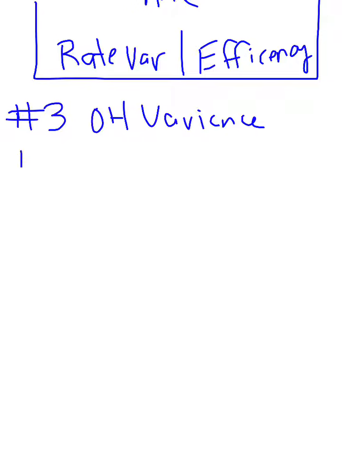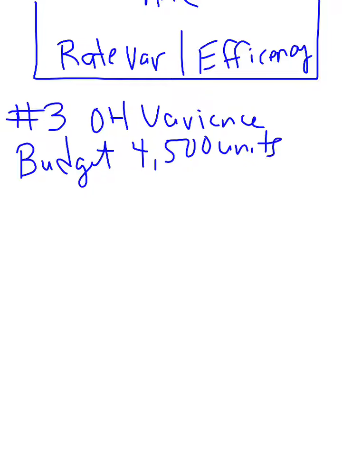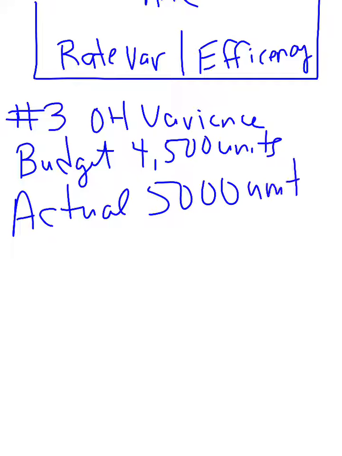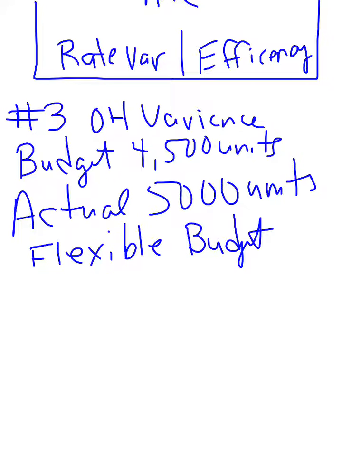If you look at number 3, we are given a budget here based on 4,500 units. But what it tells us is that actual production is not 4,500. It is actually 5,000 units. So when we look at this, we do have to prepare a flexible budget based on the amount of 5,000 units. Now remember, we've already discussed flexible budgets.